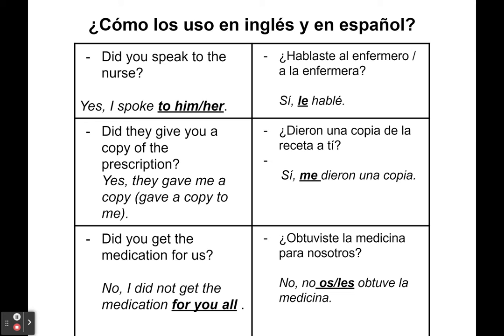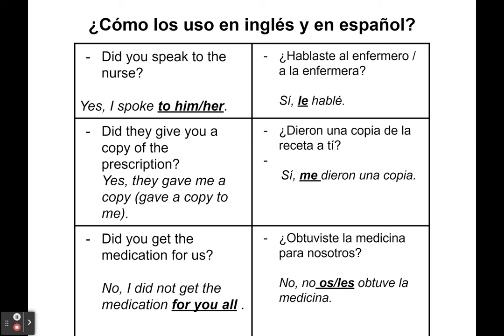So get is the verb, you is the subject. So you does the verb. What did you get? The medication, that's your direct object. For us is for whom did you get the medication? So for us, sorry, that is the indirect object. So in English, your answer would be no, I did not get, and you need to use the I conjugation of the verb to get, because it's asking did you, and then the medication, which is your direct object, and for you all, which is your indirect object there. Okay.